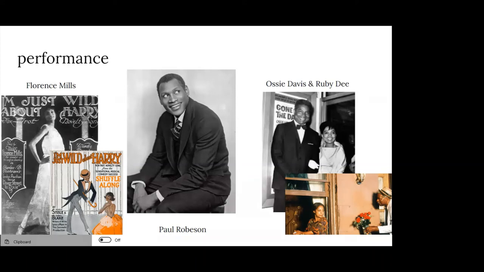Next, we have Ossie Davis and Ruby Dee. So Ossie Davis and Ruby Dee were a dynamic duo and power couple of the Harlem Renaissance. Their success tracks from, they started off in an African-American theater, then they went to Broadway, then they made their debut in Hollywood, starring in several movies, including Spike Lee's Do the Right Thing and Jungle Fever.